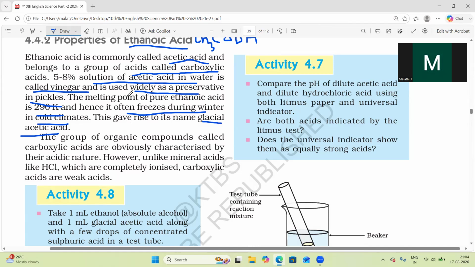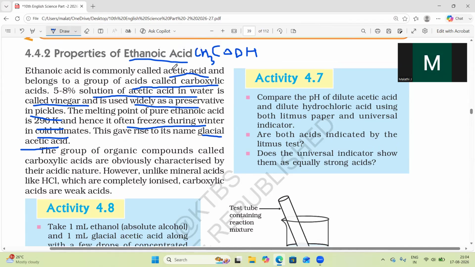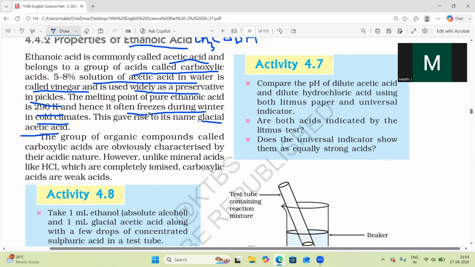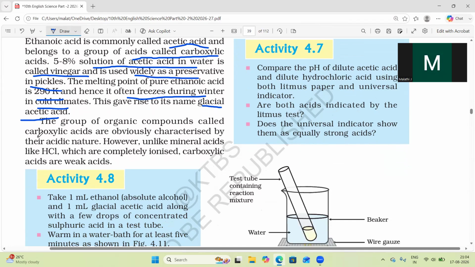So here we know that ethanoic acid is also called acetic acid, and when it is mixed with water, the solution of acetic acid is called vinegar. When it freezes during winter, this gave rise to its name, glacial acetic acid. The group of organic compounds are called carboxylic acids.